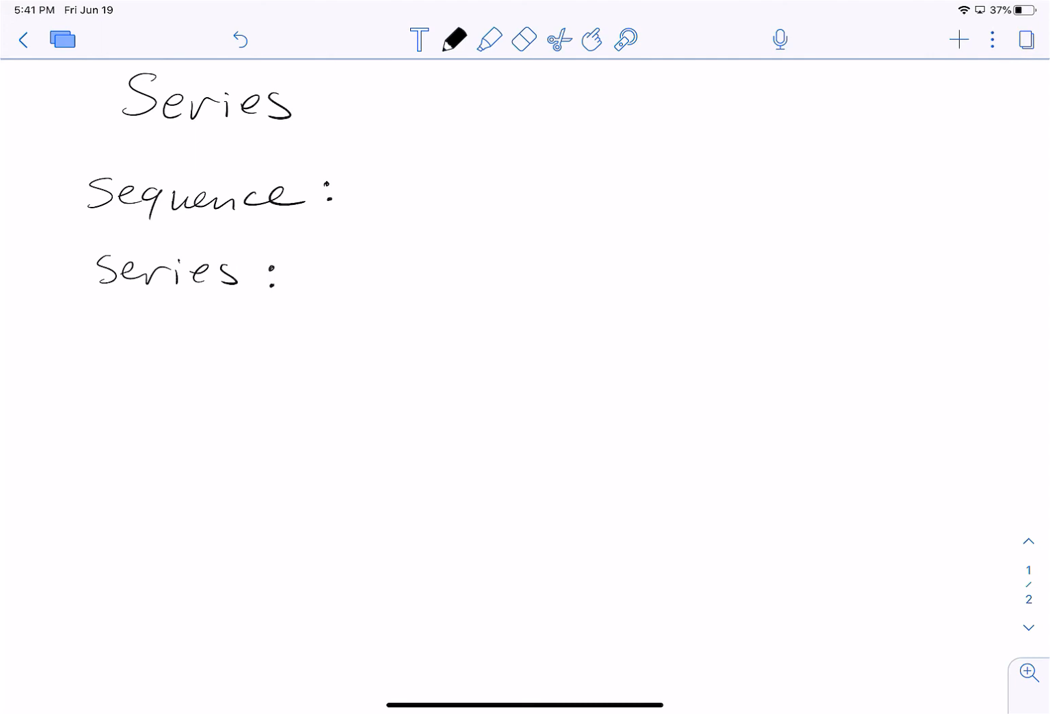We're going to look at series, and I'm going to start this one off by giving you the difference between a sequence and a series. Notationally, a sequence might be written as curly brace a sub n, with a subscript n equals 1, and then a superscript infinity.